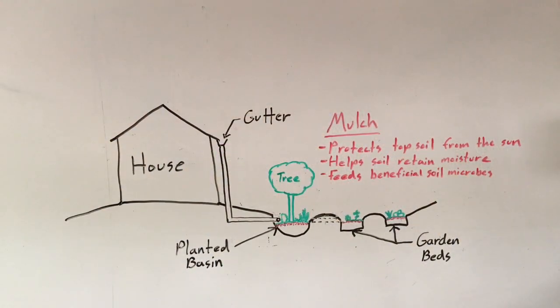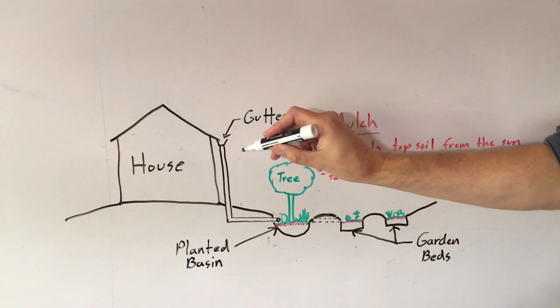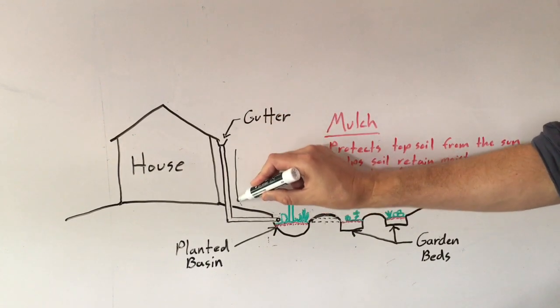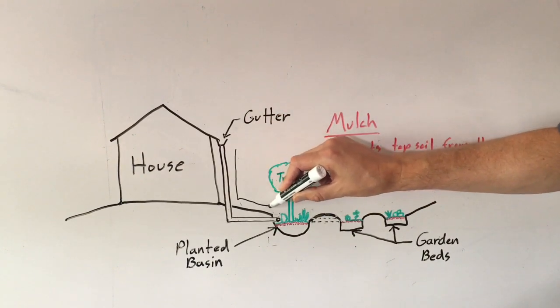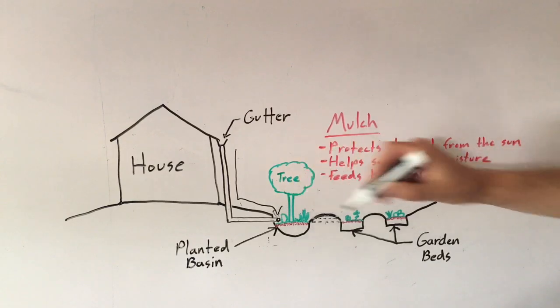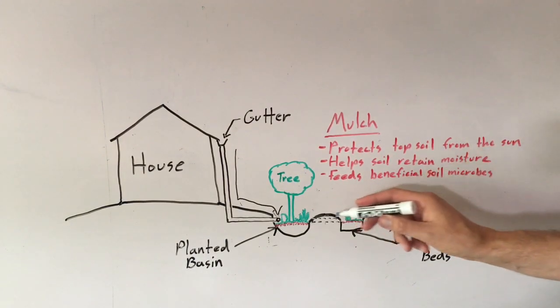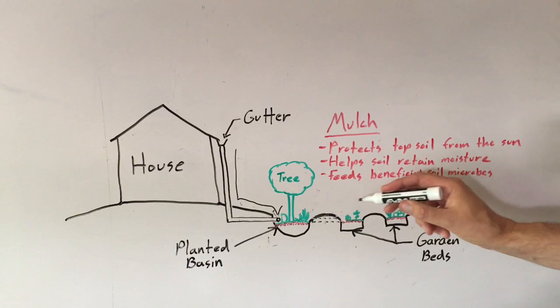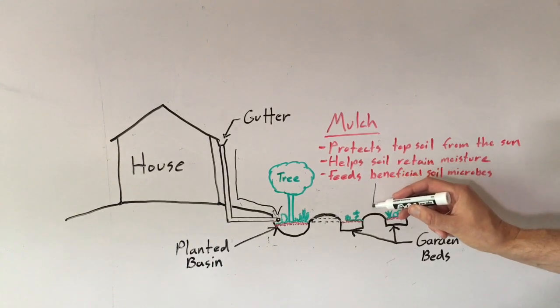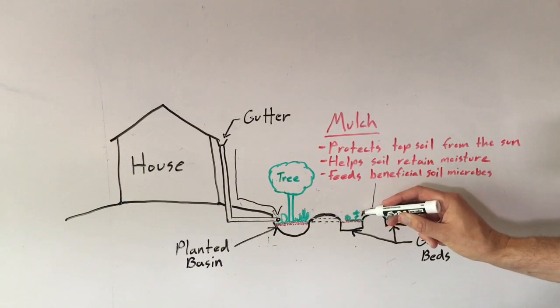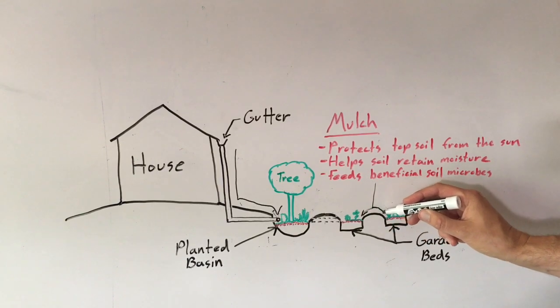Here are a few techniques you can use to capture rainwater and enrich your soil. Make sure your ground is sloped towards your planted basins and garden beds. This way, rainwater runoff will end up where it needs to be. A similar technique is to raise the pathways between your planted basins and garden beds. This way, the rainwater is diverted off the pathway and into your planted beds.